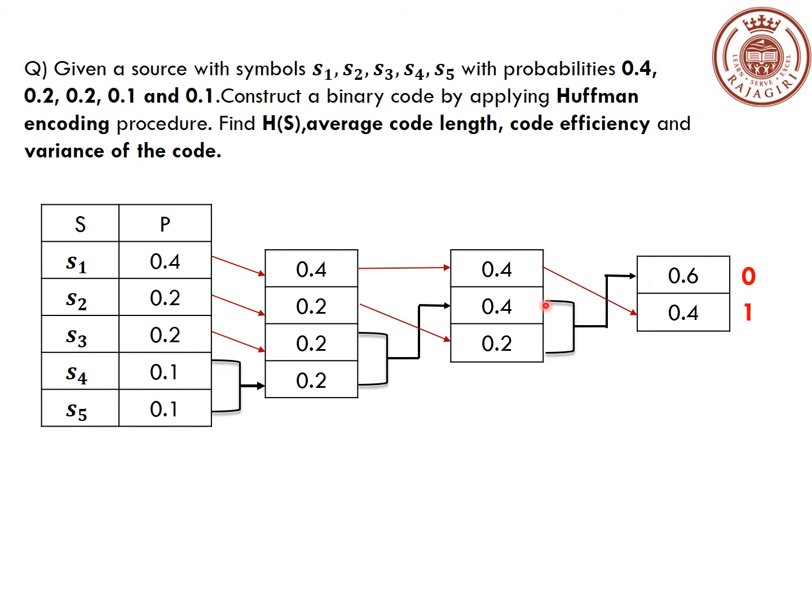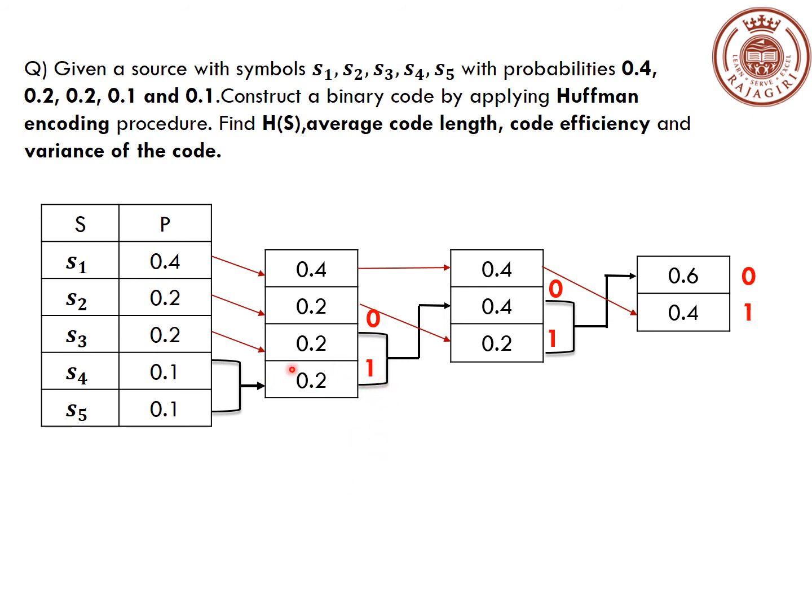Next, 0.6: you can see that the 0.6 was composed from two separate symbols of values 0.4 and 0.2. Now to understand what their bit combination is going to be, I'm going to trace it backward. So 0.6, when I trace it backward, will have a 0 and 1. Next, this 0.4 is again a composite symbol. From that, when I trace backward, I get a 0 and 1.